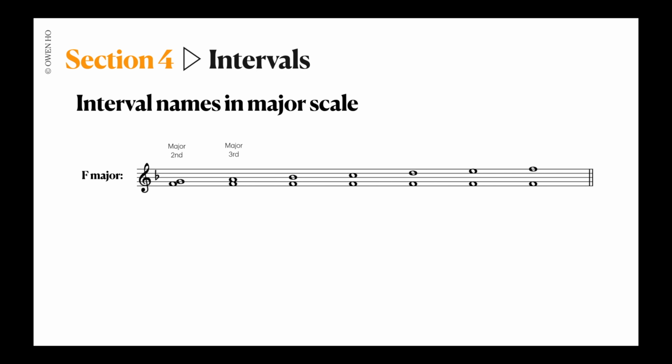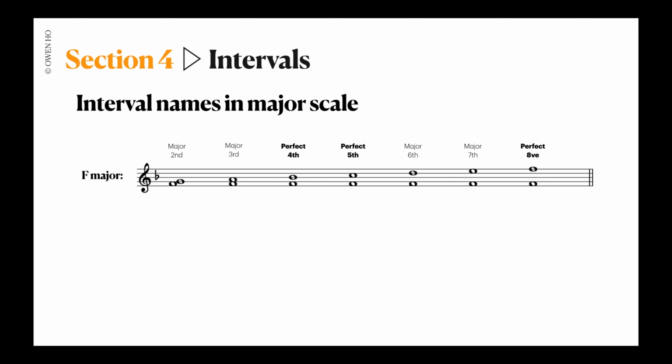And then we have the first and the fourth note, in this case the F and the B flat, which is called the perfect fourth. And we have the first and the fifth note, which is called the perfect fifth, and the first and the sixth note, the major sixth, and the first and the seventh note, the major seventh, and lastly we have the octave, which is simply called the perfect octave.